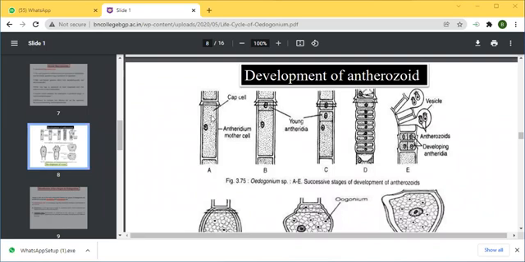See, this is the successive stage of development of the antherozoid. This is the antheridial mother cell. The antheridial mother cell divides into two young antheridia. See here, two antherozoids form. This is a vesicle cell. Inside the vesicle cell, you can observe the flagellated antherozoids are present.